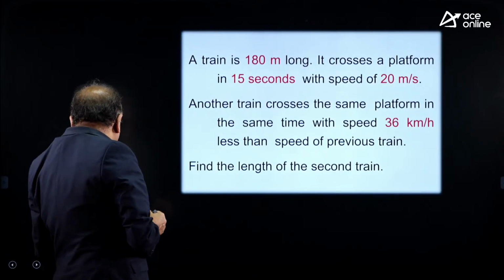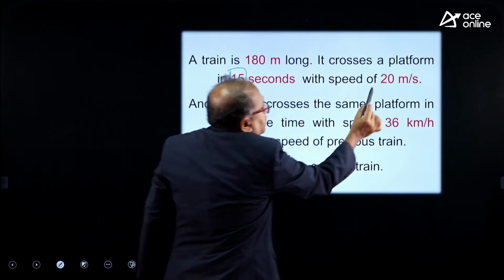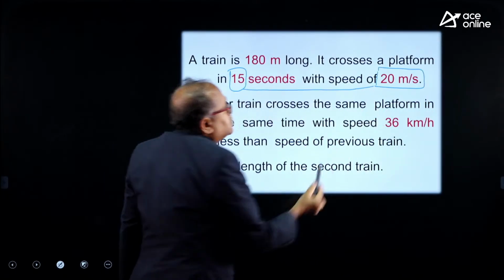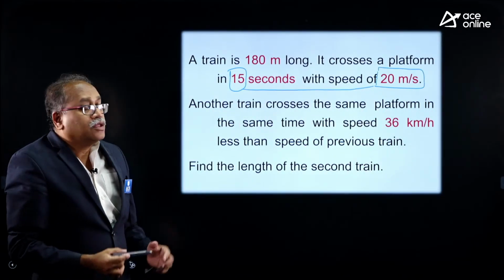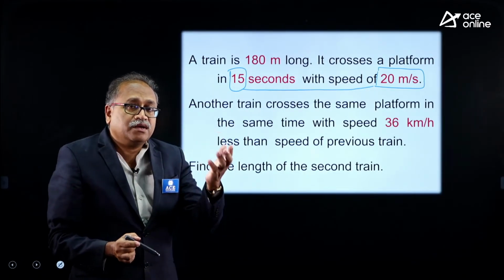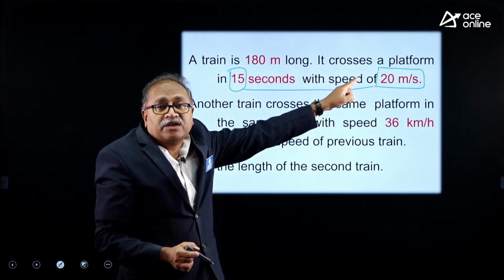So, while you are reading, you must be knowing that when you have the time of crossing and when you have the speed, time into speed is equal to distance, the total length of the train plus length of the platform. From the total, if you take out the length of the train, you will get the length of the platform.